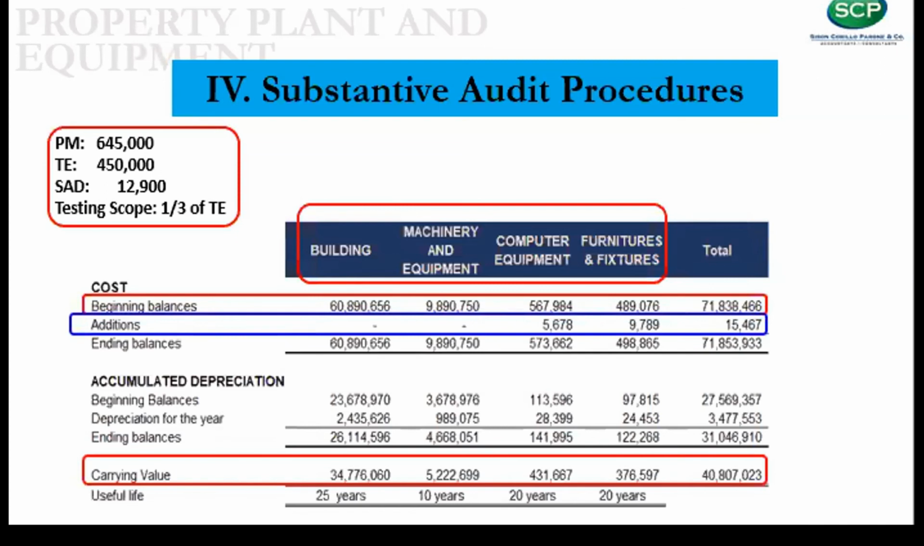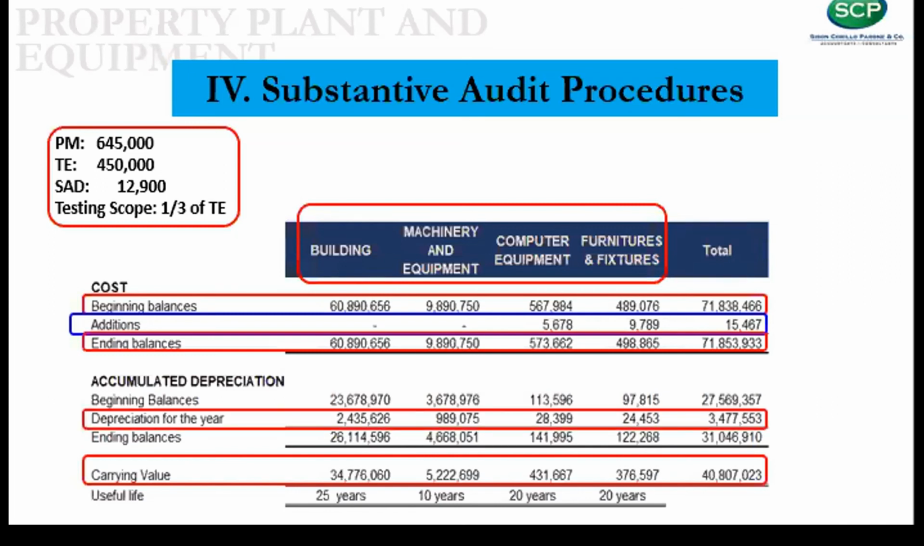There were no acquisitions made during the year except for some computer equipment and furniture and fixtures. Accordingly, the cost of building and machinery and equipment did not change from their prior year's balances, while the cost of computer equipment and furniture and fixtures increased to 573,662 pesos and 498,865 pesos respectively.